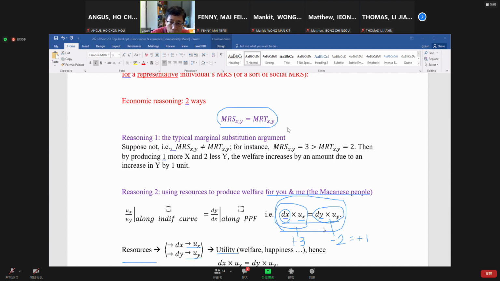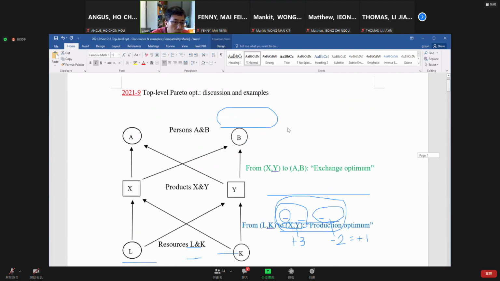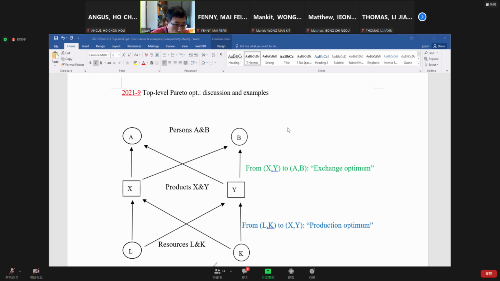Okay, and now let me bring you back to the general picture we are facing. As I mentioned earlier, this is the problem we are facing. We are turning resources into happiness or into welfare.